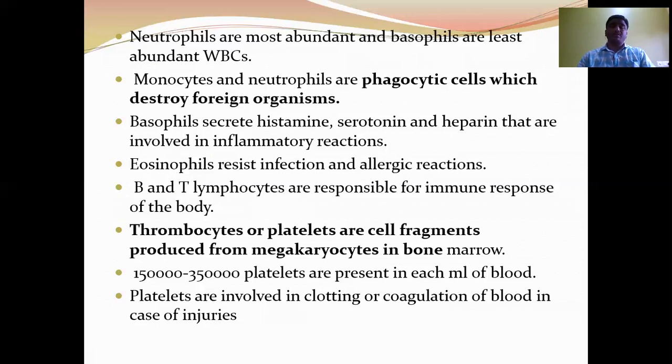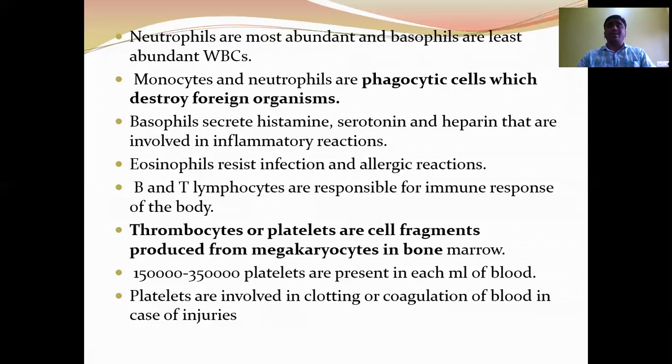There are two types of lymphocytes, B lymphocytes and T lymphocytes, bone marrow dependent lymphocytes and thymus dependent lymphocytes. These are involved in the immune responses. Next, the thrombocytes or platelets are the cell fragments produced by the megakaryocytes in the bone marrow.